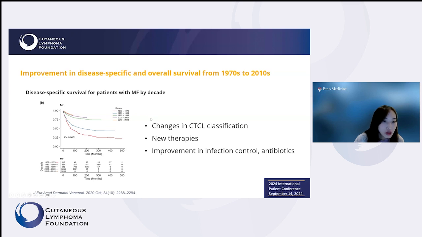And this is partly due to some changes in the way we classify cutaneous T-cell lymphoma. Before, in the older studies, some more aggressive lymphomas were categorized as MF, but now they've been classified as a new disease, so they're no longer grouped with MF. We've also had many new therapies for MF, and there's also been significant improvement in infection control and antibiotics because cutaneous lymphoma patients are susceptible to infection.